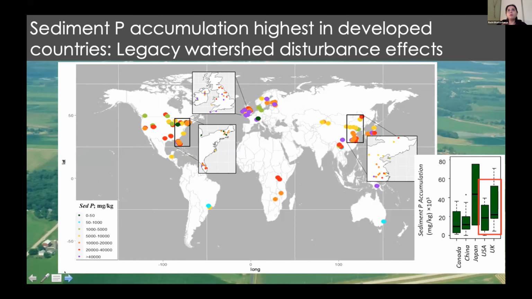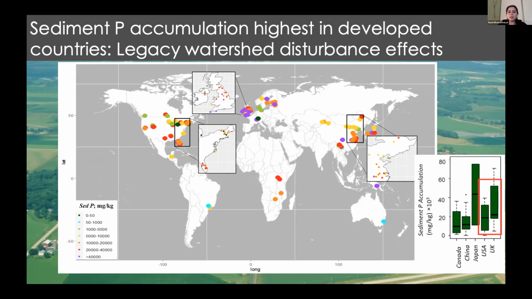So looking now at a more lake level, you can see that, again, these are the 145 lakes, and they have been color-coded based on the amount of sediment phosphorus accumulation. If you look at the legend, the purples mostly are located in European countries, mostly UK and Ireland, for instance, and the oranges and the yellows, a lot of them are located in China. We also have a lot of dark reds in North America, which represents a higher amount of phosphorus accumulation.